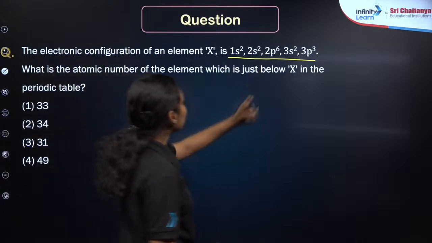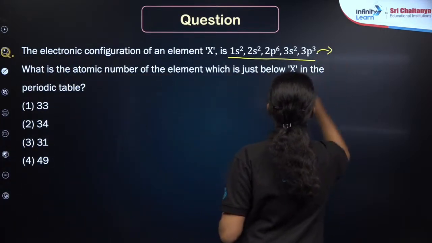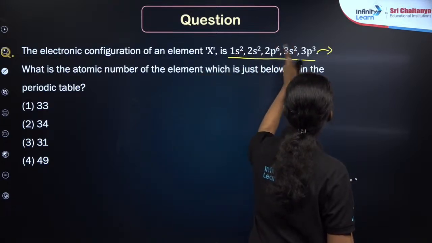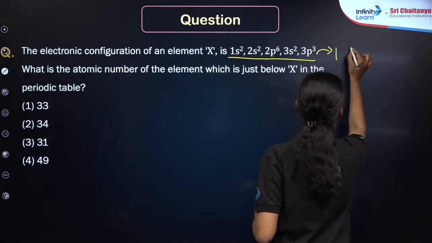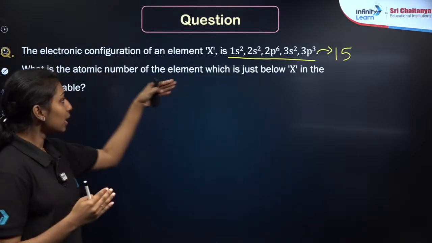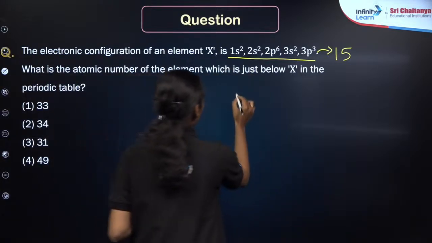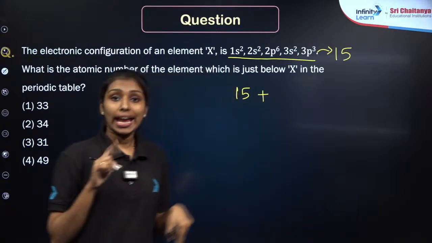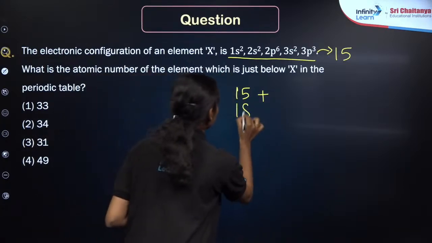First, we are just calculating the atomic number of this particular element. 2 plus 2, 4 plus 6, 10 plus 2, 12 plus 3, 15, right? This is the 15th element. You have to find out the next element below this element, right? 15. So you are just adding 18 to that. You will get an answer of 33.